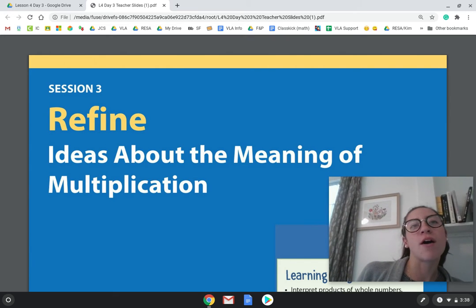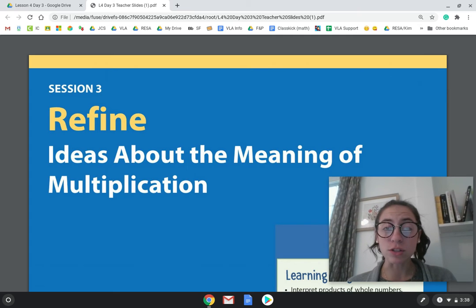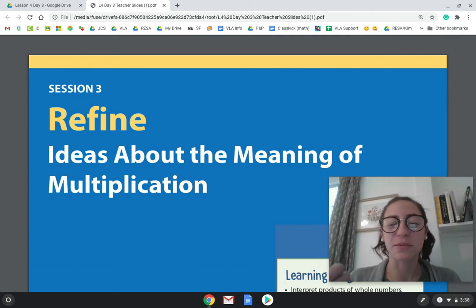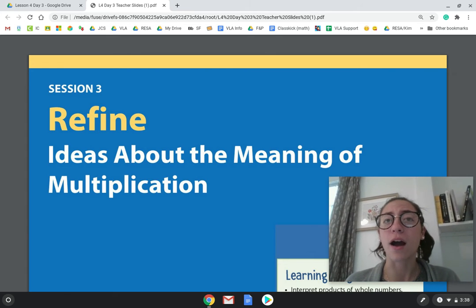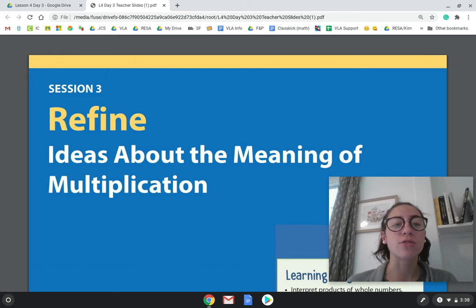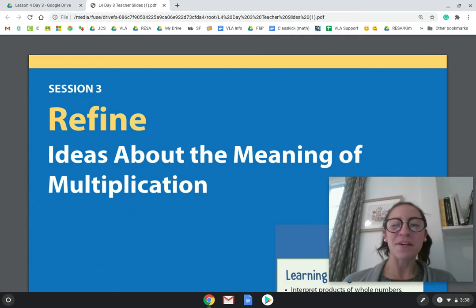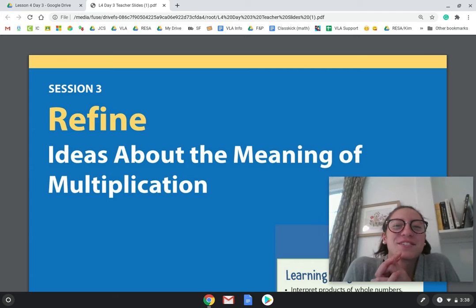Yesterday we talked about how we can use different models to show multiplication. We talked about arrays, and we know that arrays have rows and columns. We've also talked about drawing equal groups and making sure that each group has the same number of objects in them. And then we also got to learn about tile squares. Remember how exciting it was to use the tile squares that we got from our VLA kits? I know, very, very exciting.